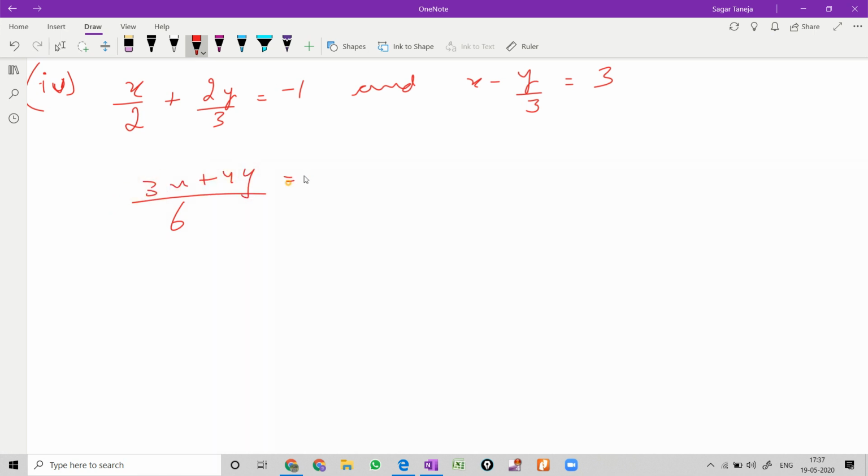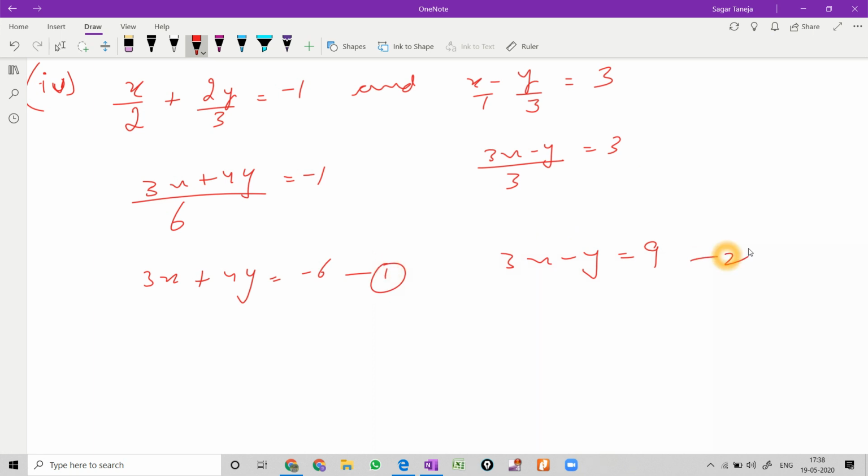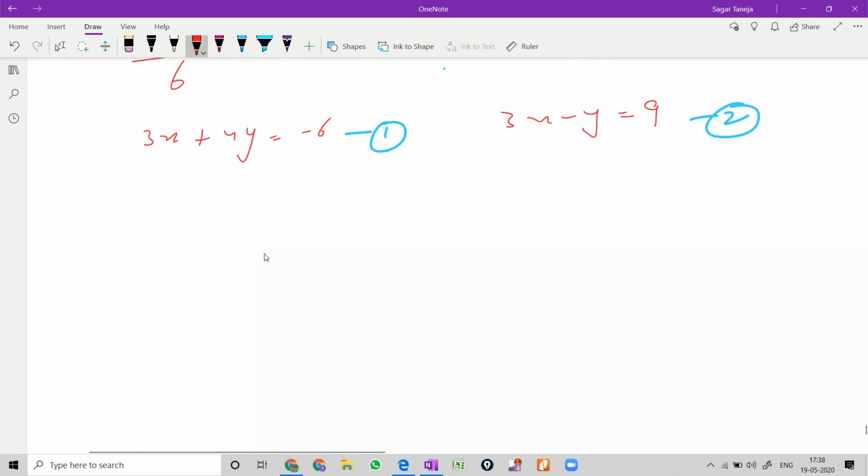3x plus 4y is equal to minus 1. Multiplying by 6, 3x plus 4y is equal to minus 6. And here, taking LCM 3, 3x minus y is equal to 3, so 3x minus y is equal to 9, after cross multiplying. This is equation 1. Let this be equation 2. Equation 1 and equation 2. After this, we can start with the process of substitution or elimination.